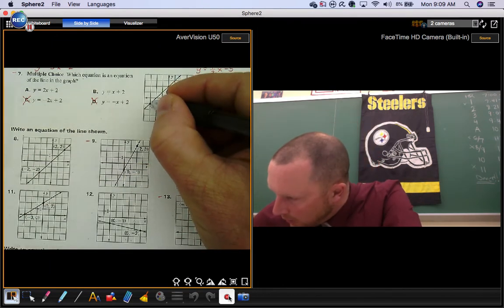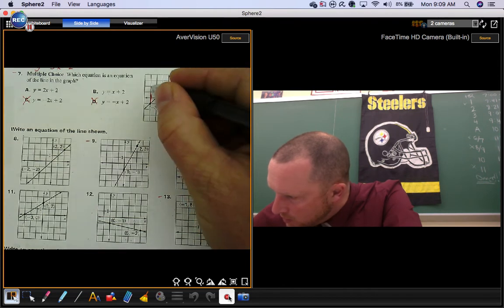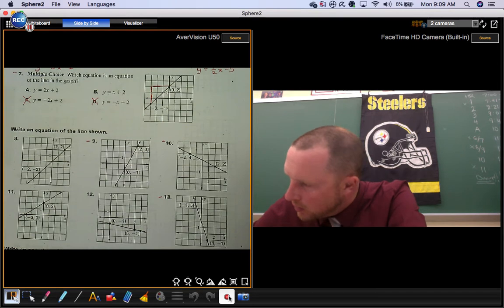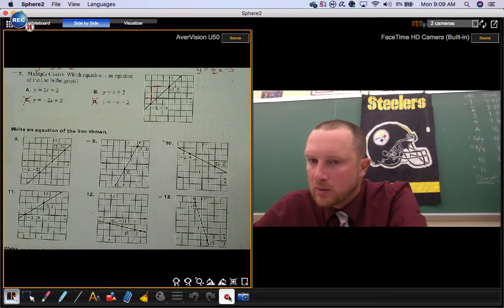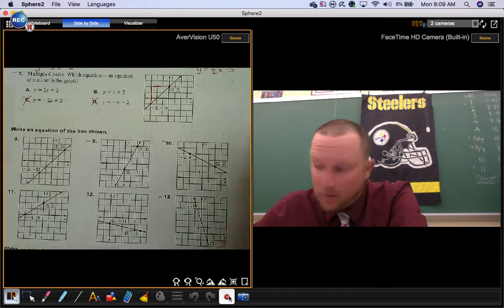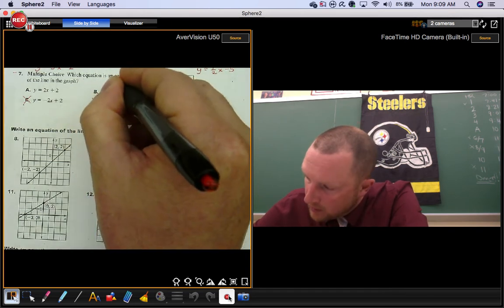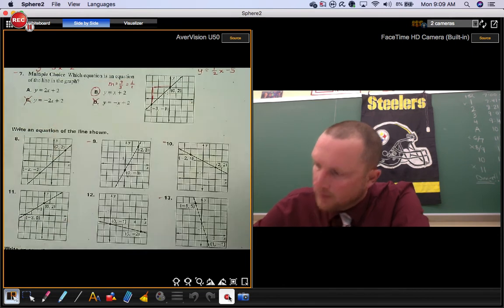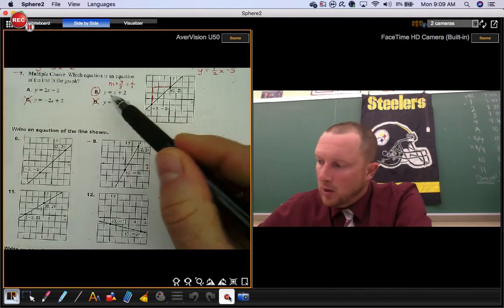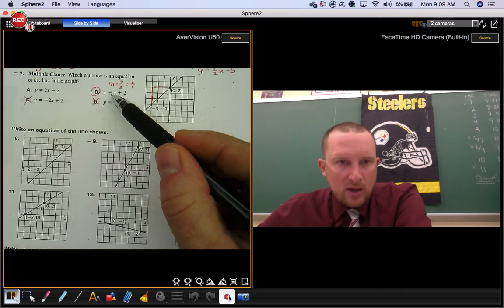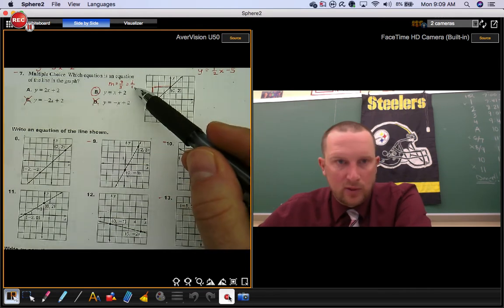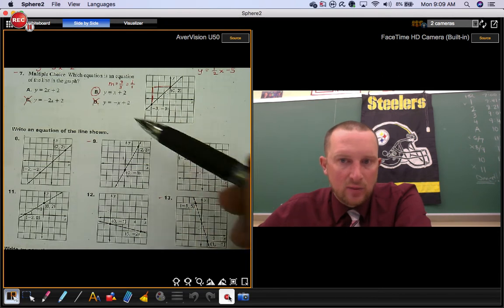Now we're going to count. We're going to go up 1, 2, 3 units, and we're going to go over 1, 2, 3 units. So if you're up 3 and over 3, your slope is 3 over 3, which is 1 over 1. There's no number there, but remember that coefficient is 1, and 1 is the same thing as 1 over 1. So just be careful with that situation.